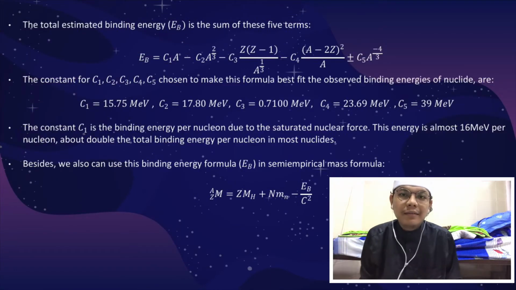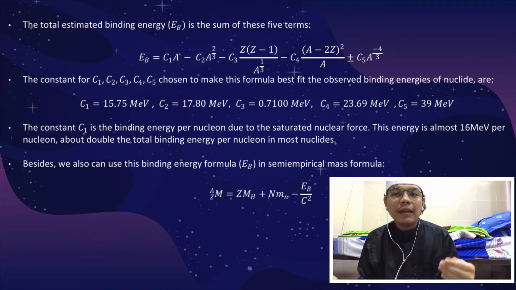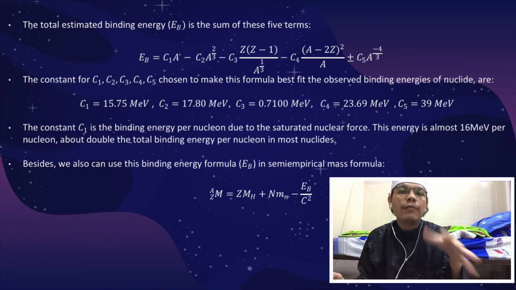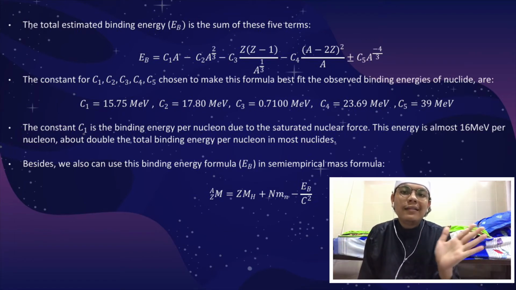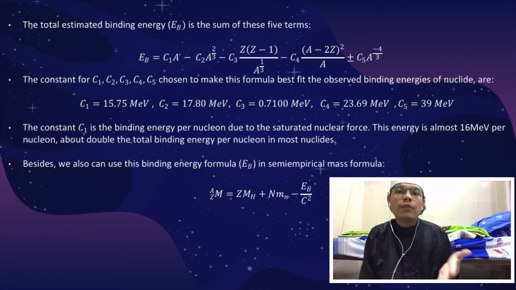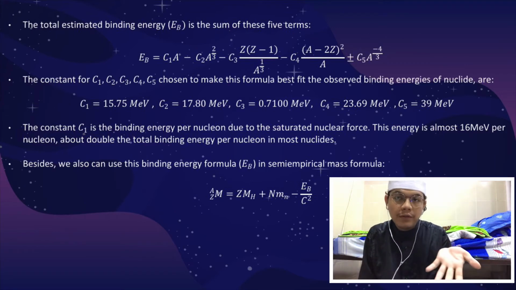Guys, this slide shows that the total estimated binding energy is the sum of the 5 terms that we have discussed previously. As we can see in the slide, that is the formula of binding energy in terms of the liquid drop model. So the constants C1 until C5 are chosen to make this formula best fit the observed binding energy. C1 is 15.75 and so on.